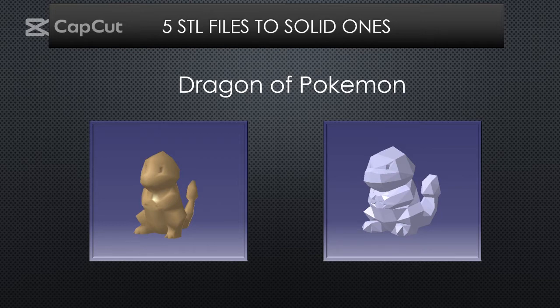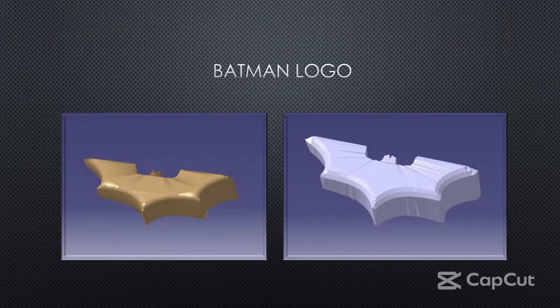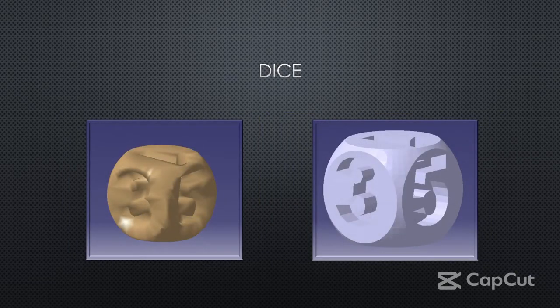Here we have our 5 STL files that we have converted to solid. The first is a dragon of Pokemon. There is a character of a TV show. The second one is a Batman logo. And this is a list that has numbers 1, 2, 3, 4, 5 and 6.